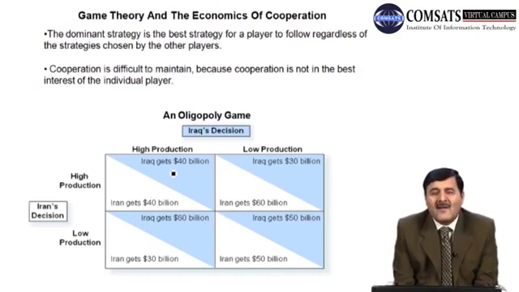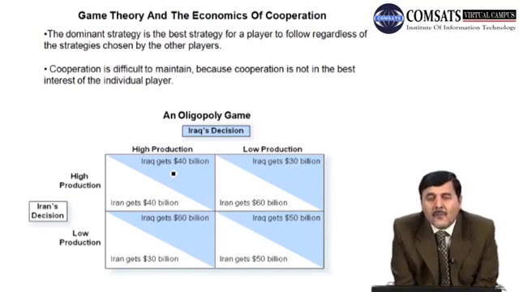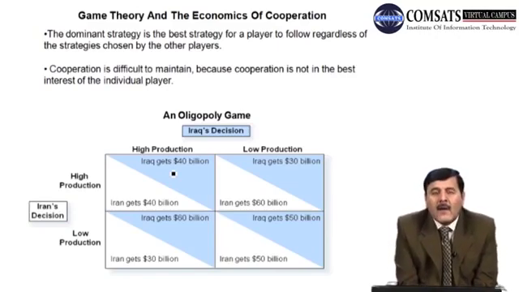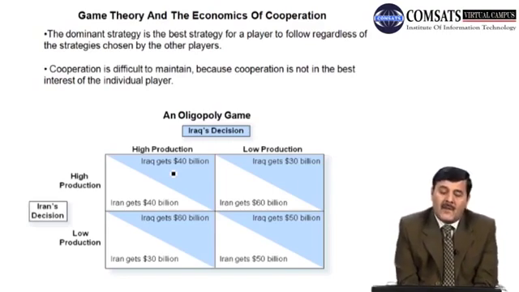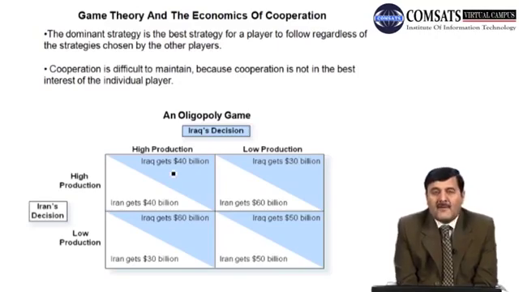So the best strategy, the Nash equilibrium for the two countries, is to produce at a low level and supply the oil in the market and get the revenue of 50 billion US dollars for each country. This is how we can explain the oligopoly game with reference to the dominant strategy.